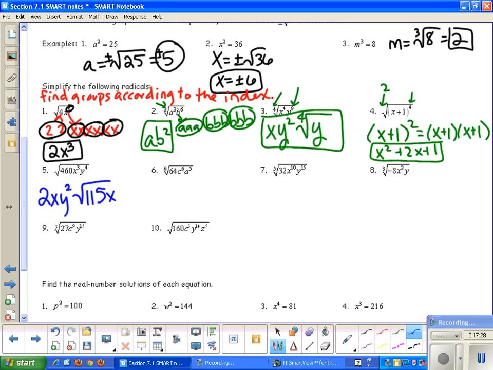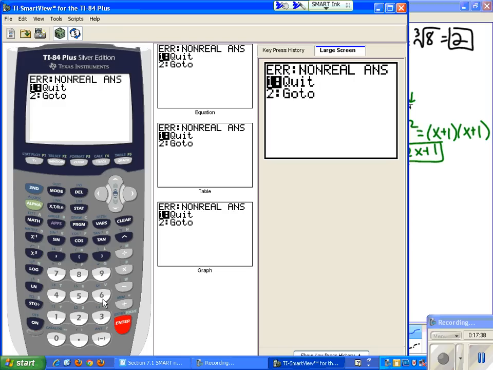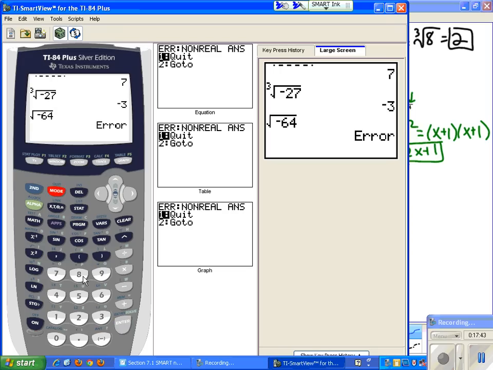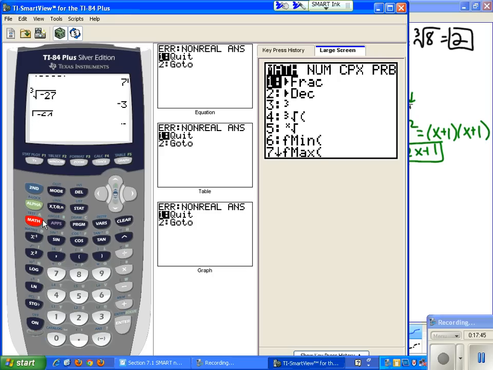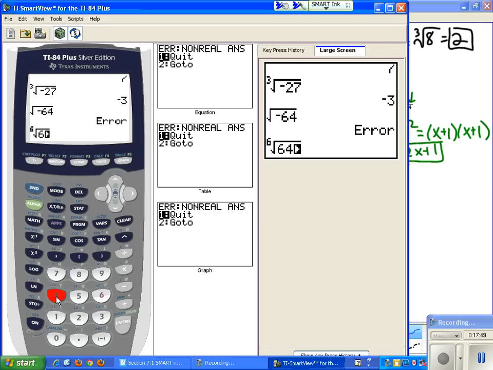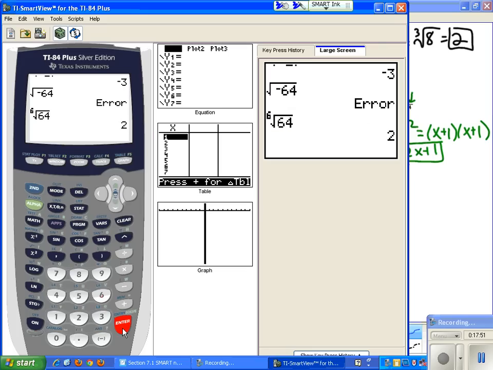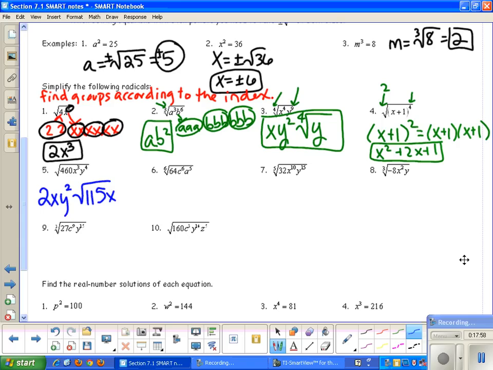Now let's look at number 6 together. Number 6, we have the sixth root, so we're looking for groups of 6. Before I do anything, I would try it on my calculator first to see if I can do the sixth root of 64, because that's going to make my life a whole lot easier. So the sixth root of 64 gives me a nice number with no decimals. So since it gives me a nice number with no decimals, I know that 2 is the sixth root of 64, so I'm going to use that.